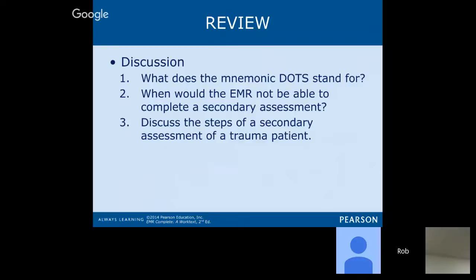Discuss the steps of a secondary assessment of a trauma patient. Basically, what are we using to do our secondary assessment of a trauma patient? Another person. The head to toe, right? Detailed head to toe assessment. So you're going to start at the head, work your way down to the toe.